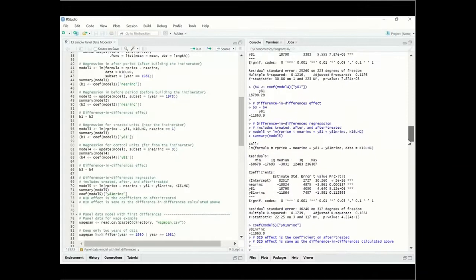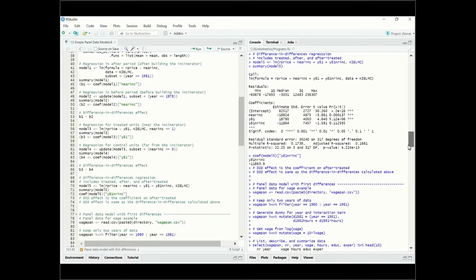Okay, so this is that coefficient on the interaction term. So here we have house price regressed on near the incinerator, the dummy variable for the second period, and the interaction term. And these are the different coefficients that we have here. And this is the coefficient that we have on the interaction term. So notice that this coefficient here is exactly the coefficient that we had before, the difference in differences, exactly this coefficient that we had before. So by design, we have this coefficient.